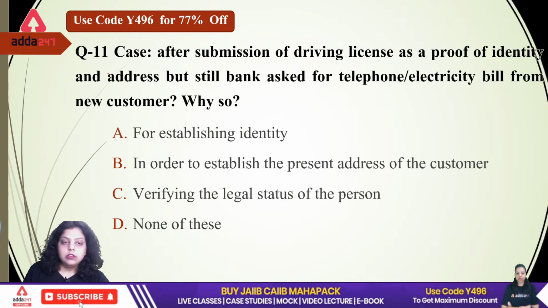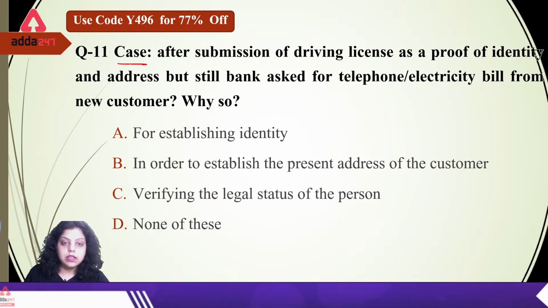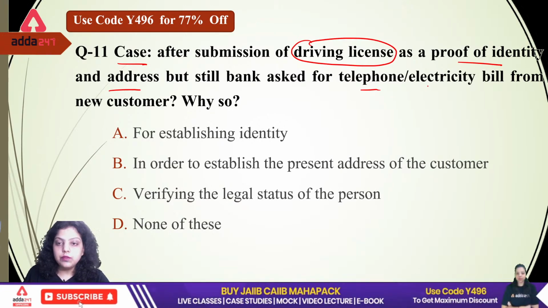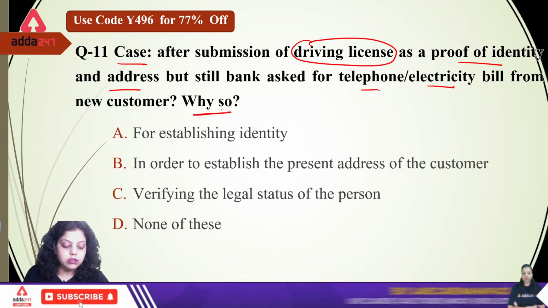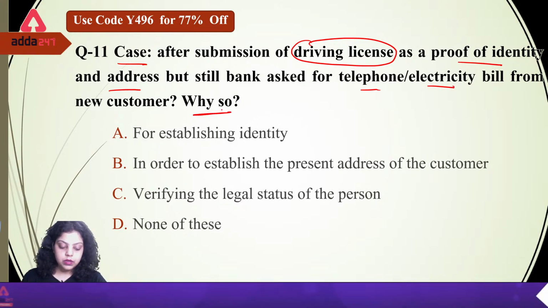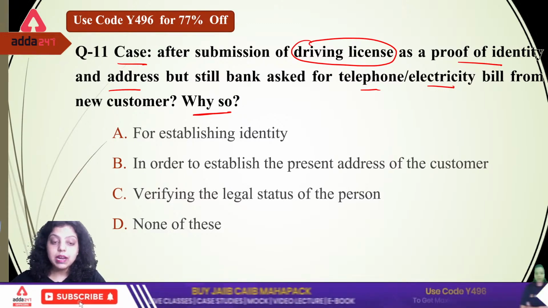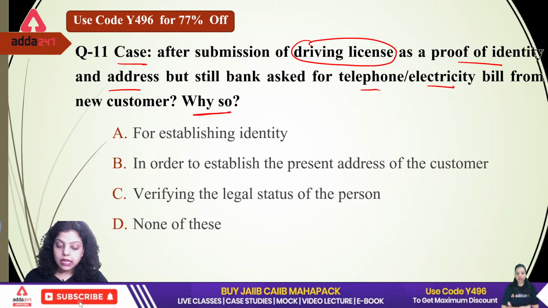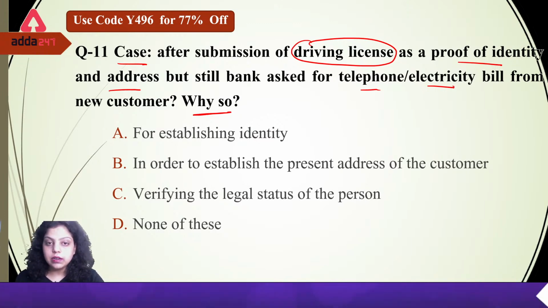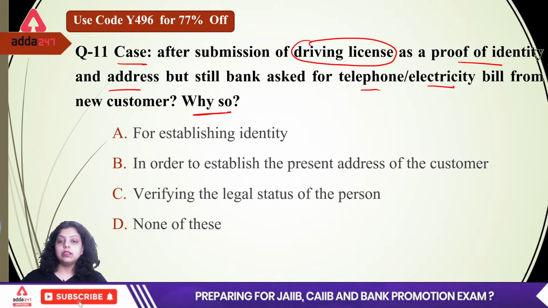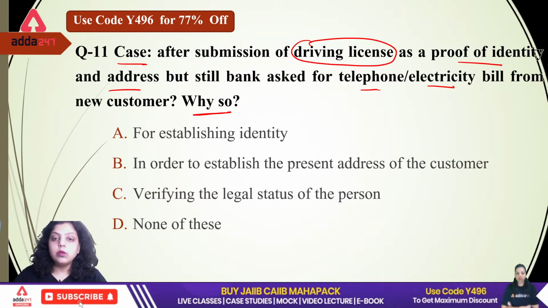Next. So we have been given a certain case. It is saying that after submission of a driving license as a proof of identity and address, the bank still asks for a telephone or electricity bill from the new customer. Why so? So this is a case study in which a customer has given a driving license as proof of identity and address, and still the bank is asking for the telephone or electricity bill. Why is the bank doing so?